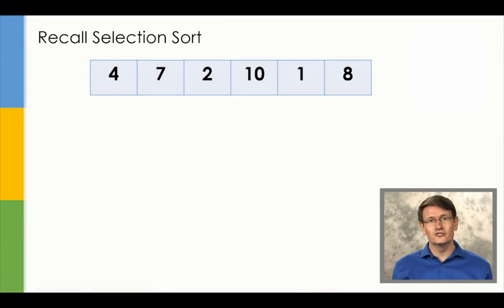The idea behind selection sort is to find essentially the smallest value in the remaining unsorted array and put that at the start. And then just keep repeating that process over and over. It might be easier with an example.